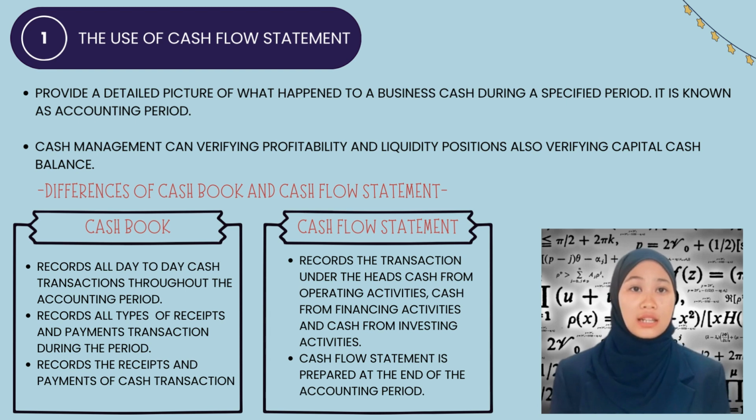Let's look at the cash flow statement. It's not the same thing as cash book. What is cash flow statement? The first one is to record the transactions under the heads cash from operating activities, cash from financing activities, and cash from investing activities. The second one is that the cash flow statement is prepared at the end of the accounting period.